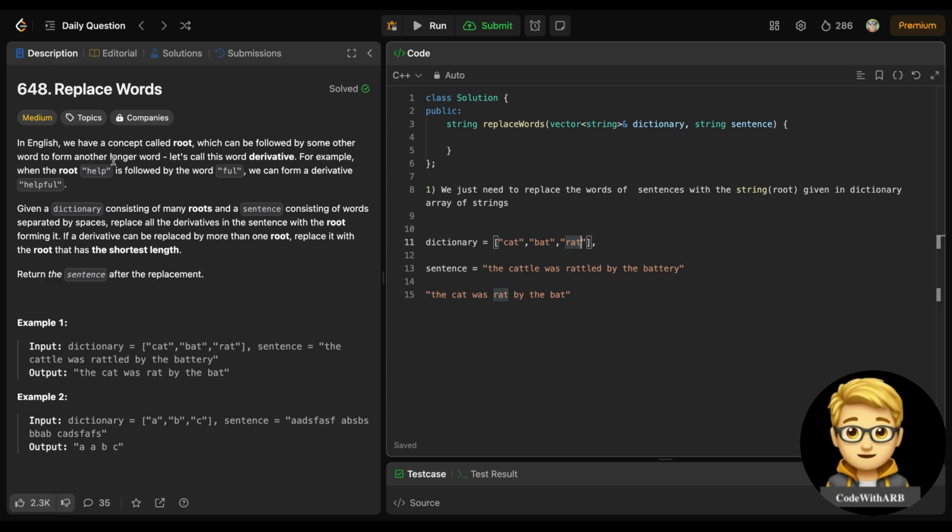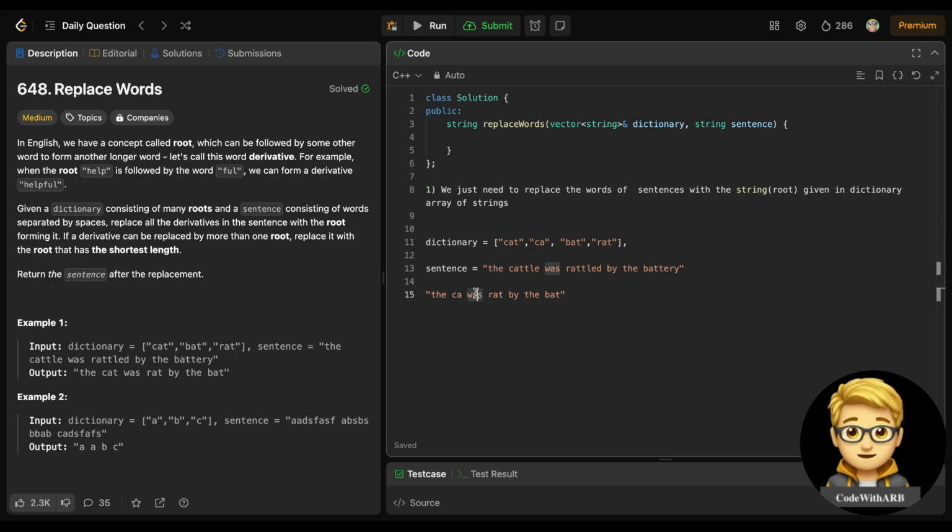So simply, this is just a statement: you just need to replace the prefix of any word if it is present in the dictionary. What does it mean that if a derivative can be replaced by more than one root? Suppose ca is also present here, so ca and cat are both present, and the root with the shortest length should be used, so cattle will be replaced with ca instead of cat, right? That is the meaning of this line: if a derivative can be replaced by more than one root, replace it with the root that has the shortest length.